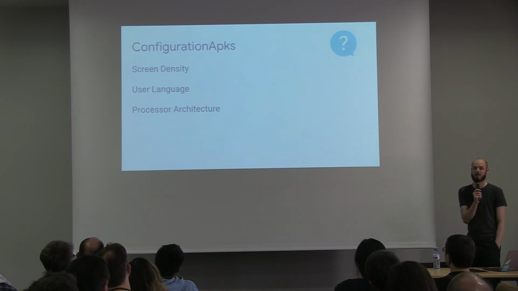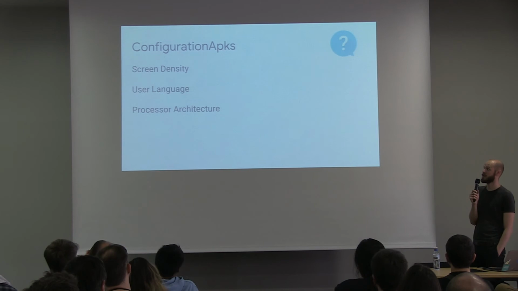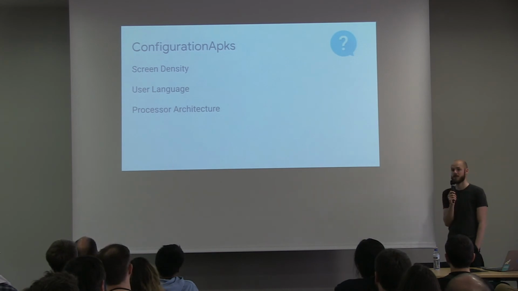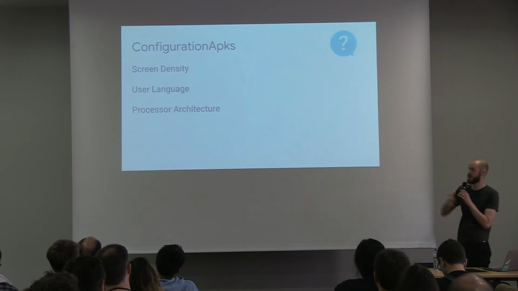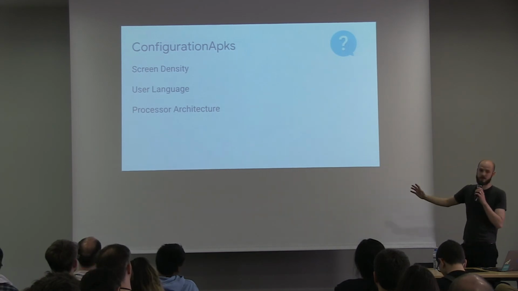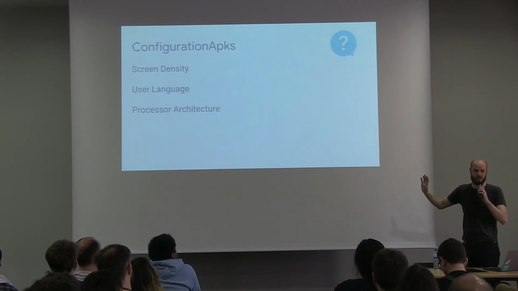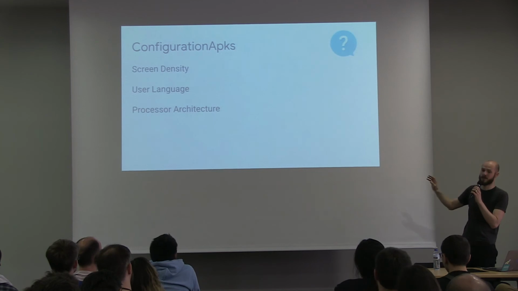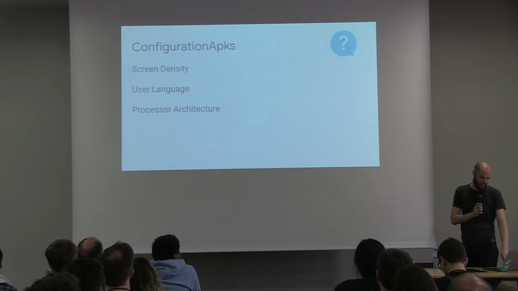Welcome configuration APKs. Configuration APKs are a fairly cool thing that you can use for your instant app. They allow you to split your APKs by screen density, user language, or processor architecture. If you don't use native code, the processor architecture isn't really that important. If you have just one language, that is not really important either. But everyone has multiple screen densities, so that is super important. Let's see how it works.